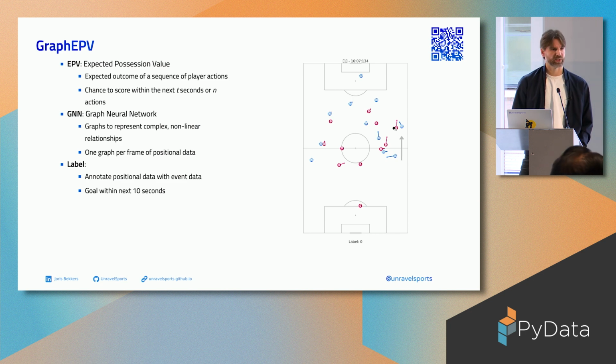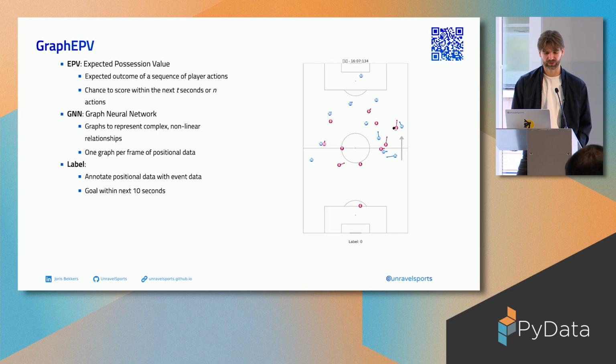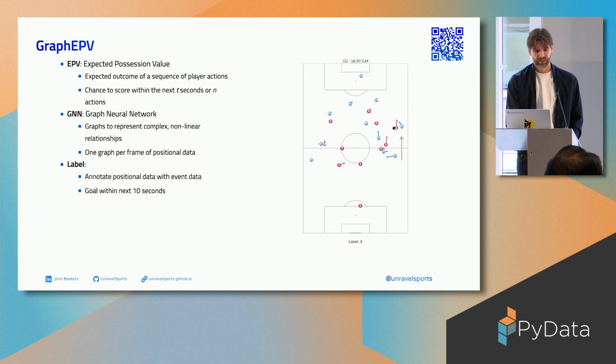And so what is an expected possession value model? It's basically trying to figure out what is going to happen next. So we're trying to measure, in this case, what is the chance that a goal will be scored in the next 10 seconds, given this situation in the game. So on the right, you see, I think this is a situation from the World Cup final where Argentina ended up not scoring. So this is labeled as a 0, or not scoring in 10 seconds, I should say.